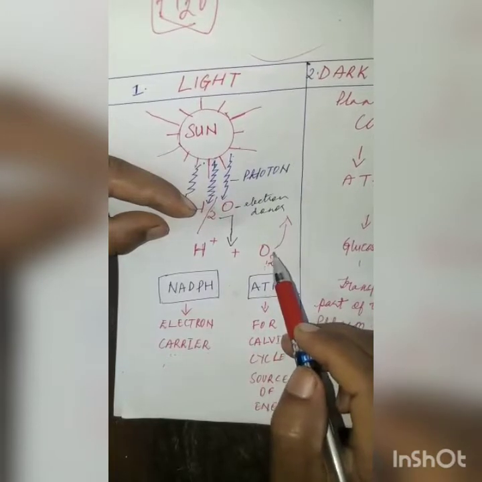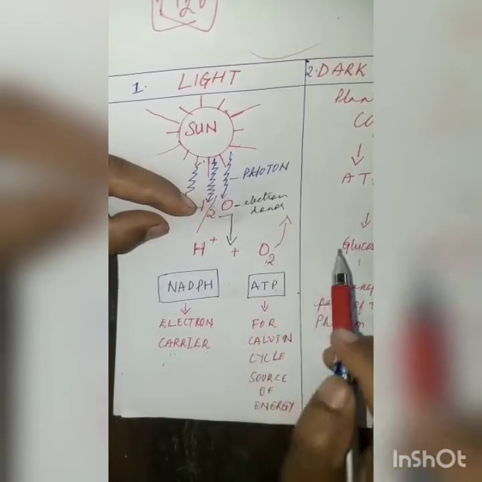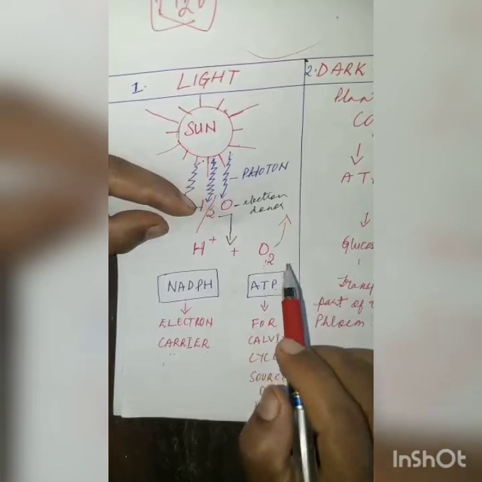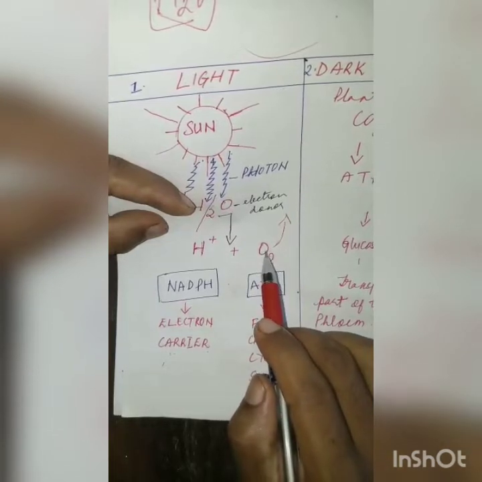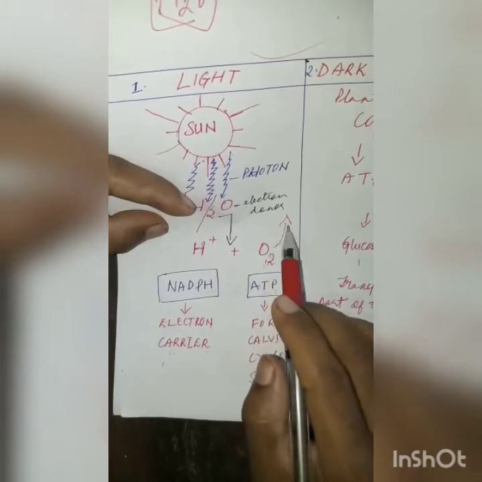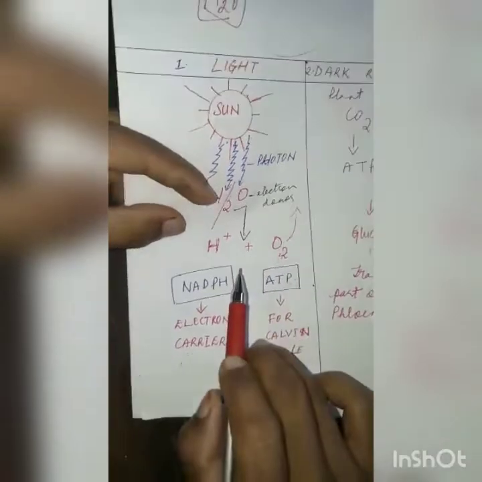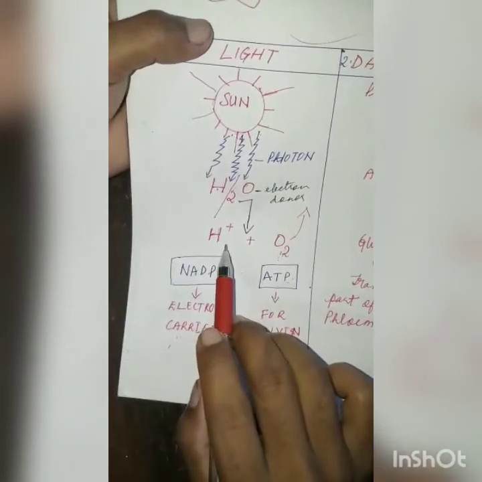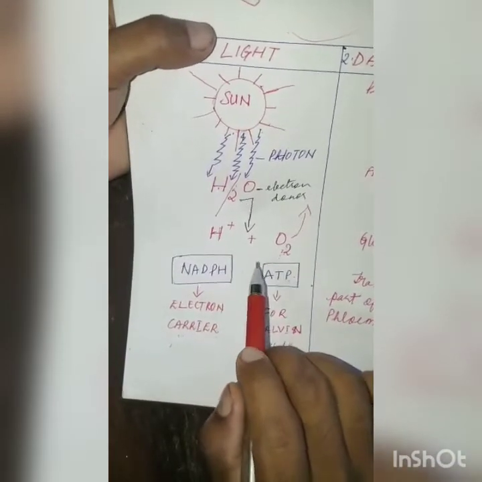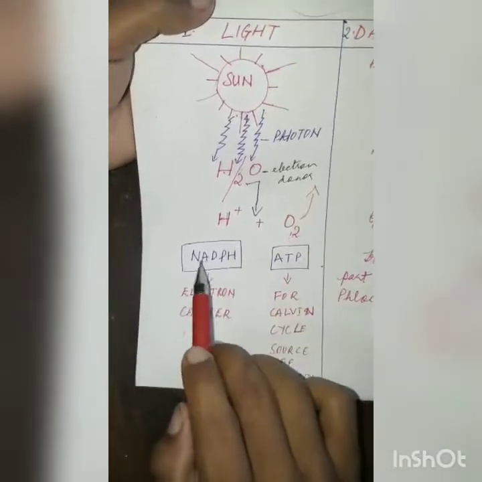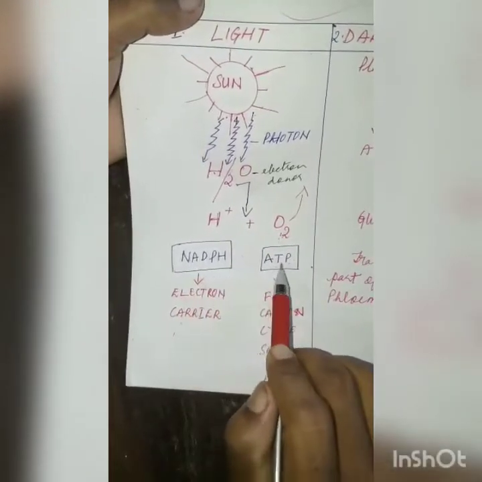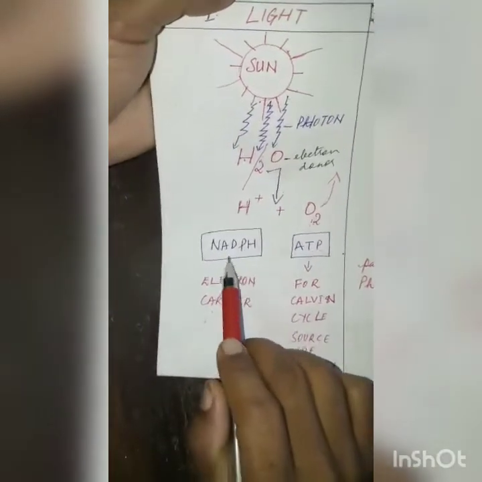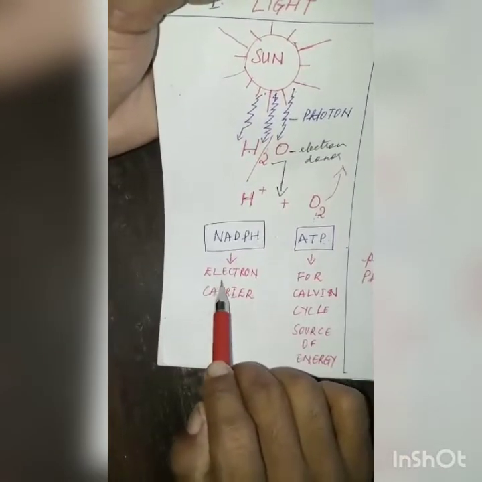This is the only part where oxygen is produced. In the rest, oxygen does not come into play anymore. Why? Because it is a waste product, so it has already been released into the atmosphere. Now the most important is only the hydrogen. Now this hydrogen also produces NADPH and ATP. Now this NADPH acts as an electron carrier.